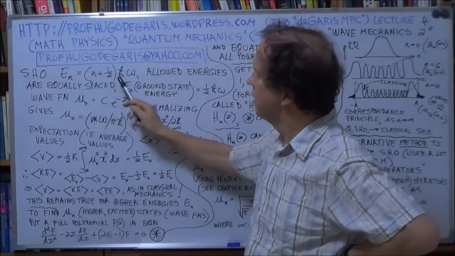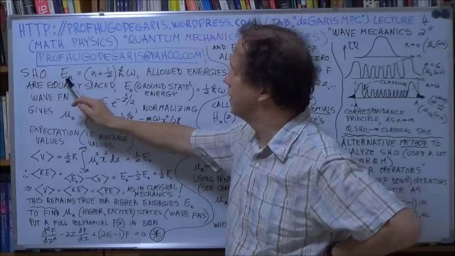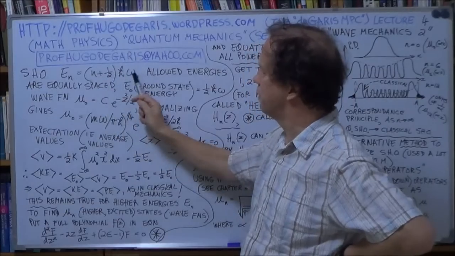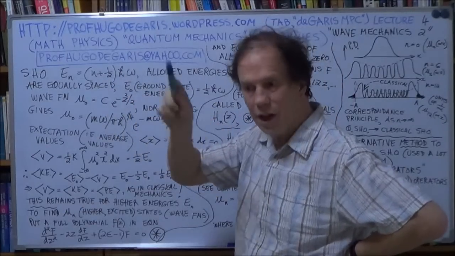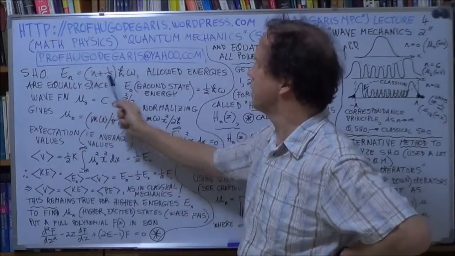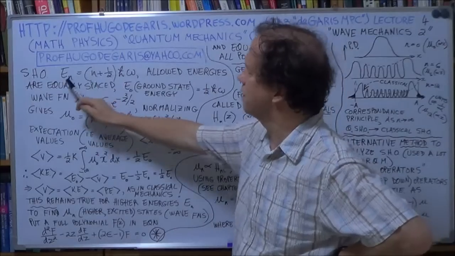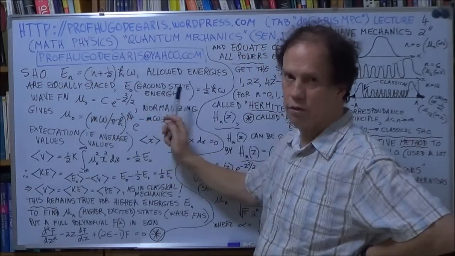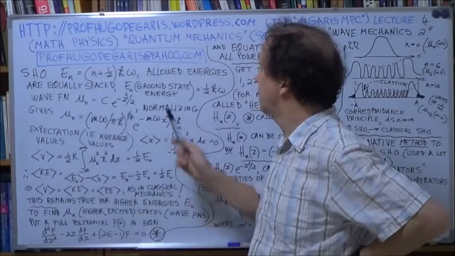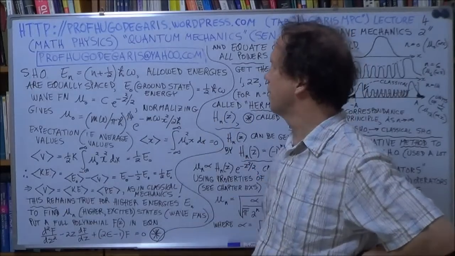Now you can just see the difference in energy value between, say, E5 and E6 is just 1 times h bar omega. So the allowed energies are equally spaced, right? And you can see that just obviously from here. Now the lowest possible energy is when n is 0, so E0. We usually call that the ground state, the lowest level state, and it's obviously just a half of h bar omega, right?